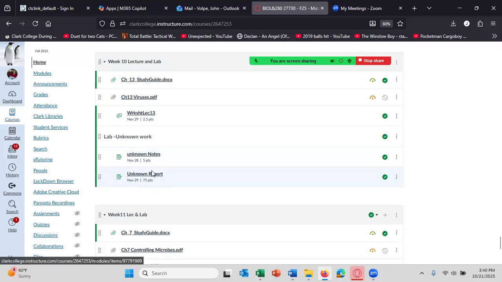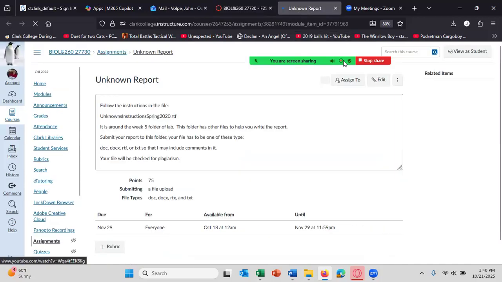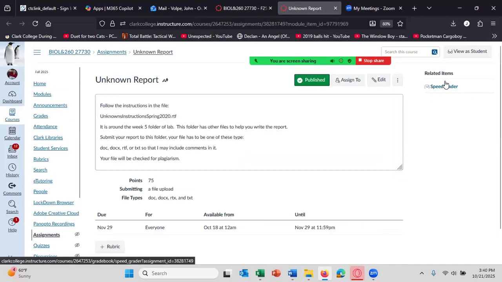You must submit your unknown report at 11:59 p.m. or earlier on November 29th. And this is where you submit it. You'll have probably an upload button instead of a speed grader button there.